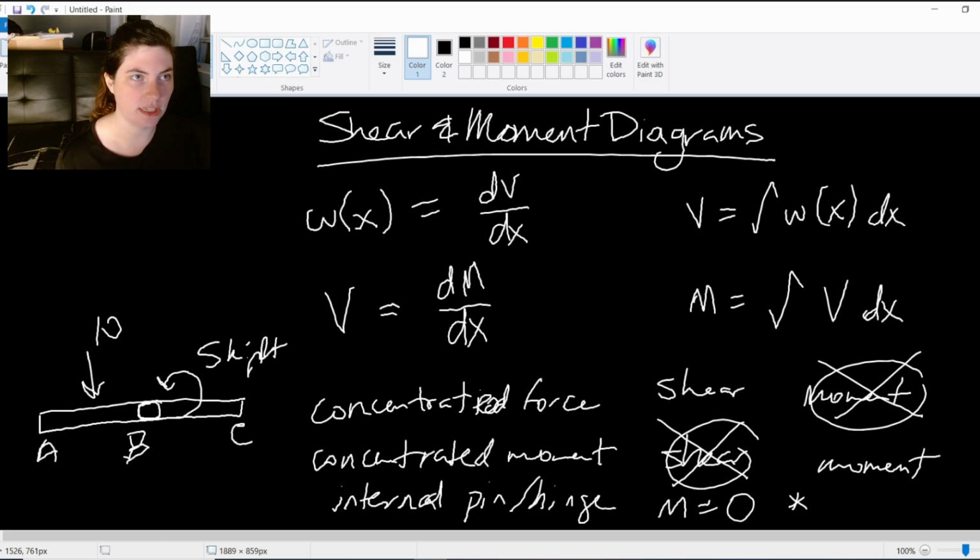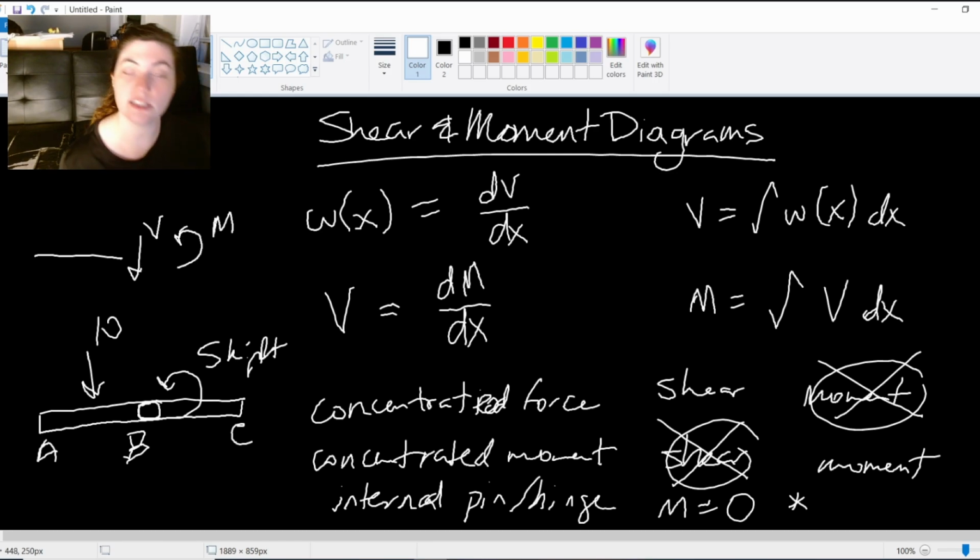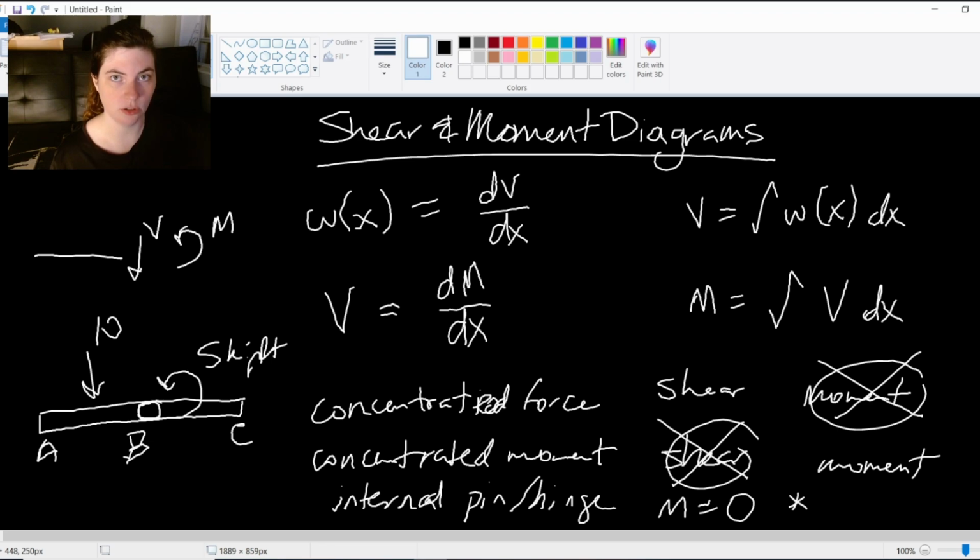One more thing I'll note is our positive convention on these things, as we've been drawing them, where we make a cut in our beam, our V is down, our shear is down, and our moment is counterclockwise. Anytime we have a downward shear or a counterclockwise moment, we consider those in the positive direction, right? But on our shear and moment diagrams, both of those things shift the graph down.